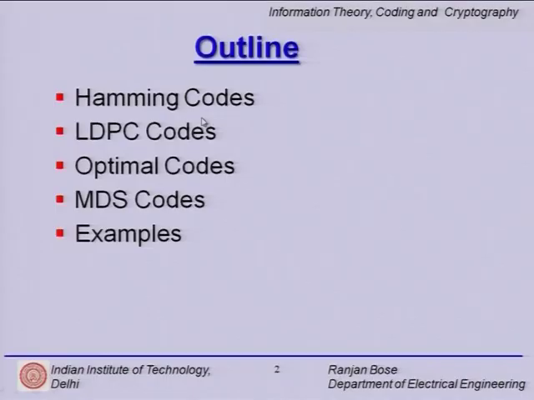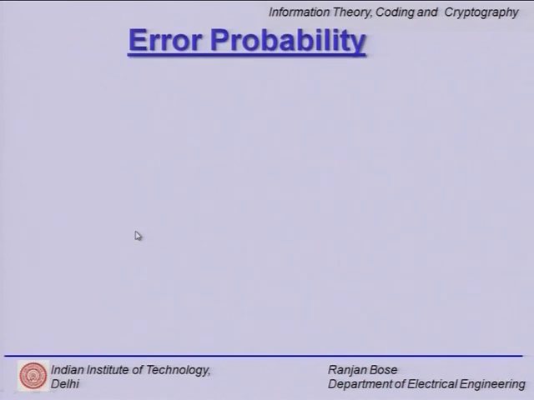Let's start with a brief outline for today's talk. We will today study Hamming codes followed by low density parity check LDPC codes. Then we will look at the notion of optimal codes and finally maximal distance separable codes, also called MDS codes. We will top it up with some examples. So, that is the brief outline for today's talk.